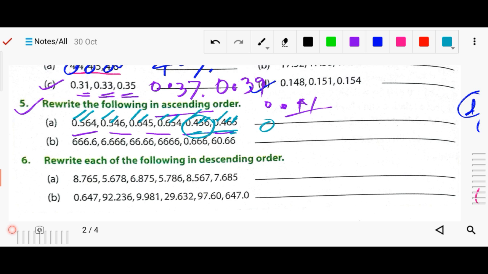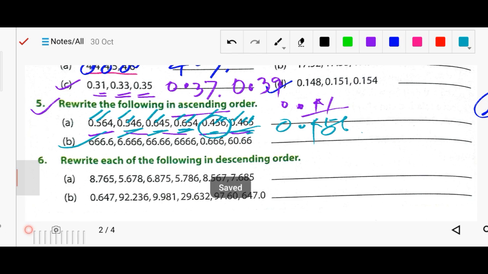0.456. So you can write 0.456, then 0.465, then 0.546, then 0.564, then 0.645, and then 0.654. This will be the last one, it is the greatest number. In this way you have to arrange. Got it? So you can do number B by yourself.